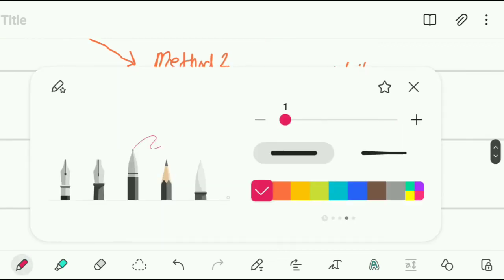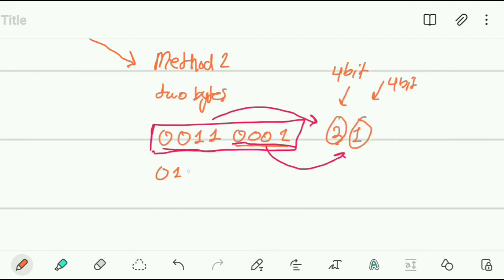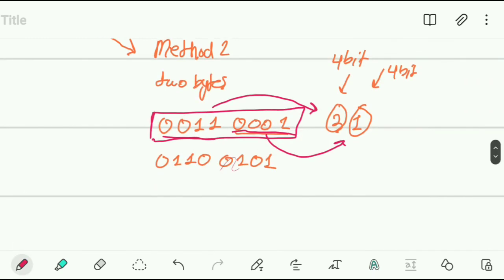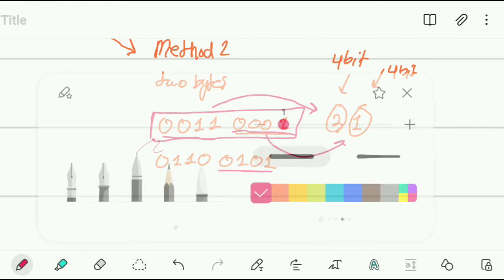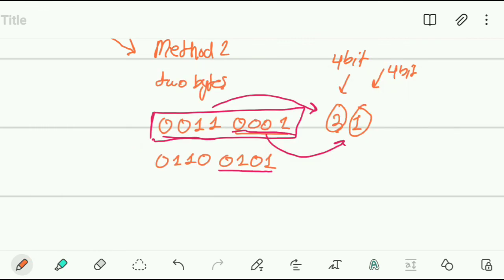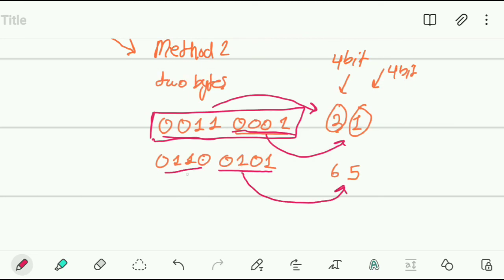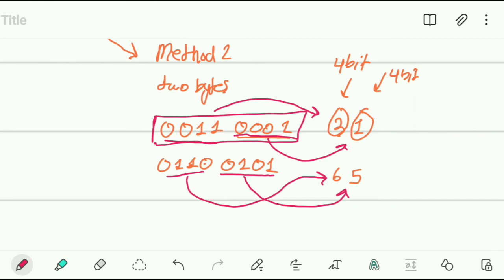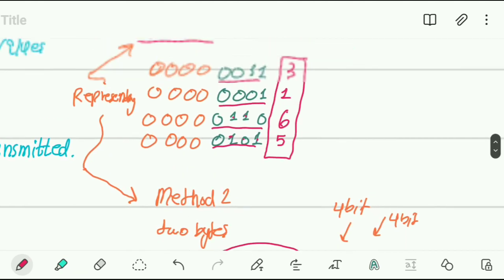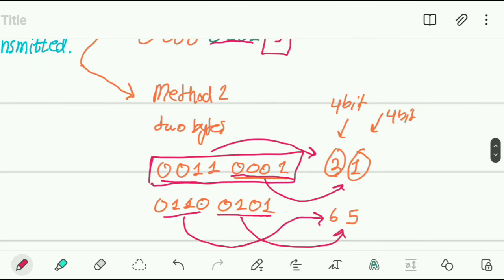You can do it in this way as well, like 0 1 1 0 0 1 0 1. Here 4 plus 2 is 6, and this is 5. So you are representing this and this. This is how you can represent 65 in method 2 in 2 bytes, or method 1 in this way, 31 65.